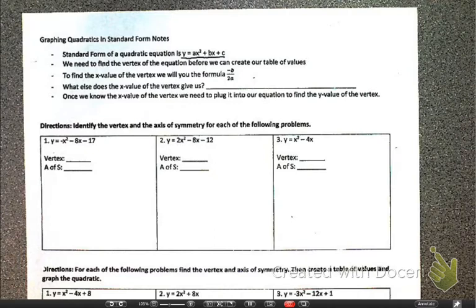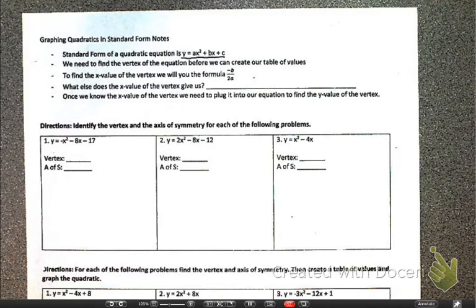Once you know the vertex and the orientation and shape, you can fill in the rest of the key features, right? Because you need the vertex to fill everything else in. Do you agree with that? Okay. So, again, we're going to be dealing with standard form. Just like before, we need to be able to find the vertex of our equation in order to create a table of values and graph.